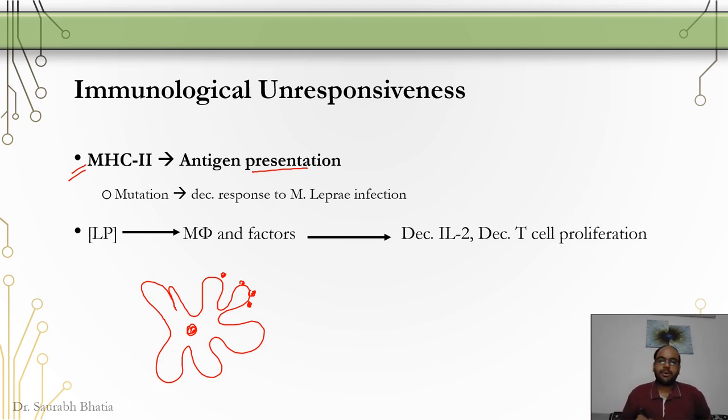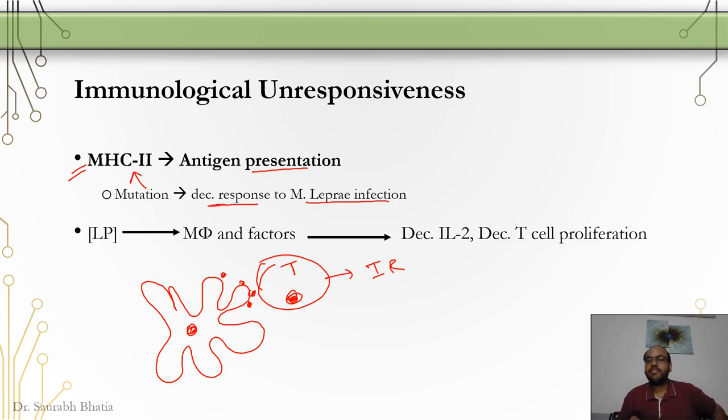Okay, so in normal scenario, a T cell will come and recognize this antigen presentation, and this will lead to immune response. Okay. But if any mutation happens in MHC class 2, the response will be decreased to M. leprae infection, and you will have persistent infection and lepromatous pole of leprosy. Clear that the cells are not able to actively present it.